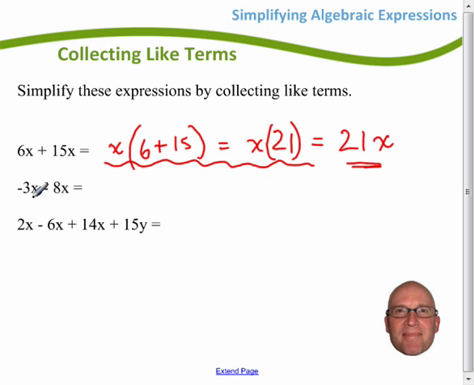So in this case here, minus 3x minus 8x. So negative 3 and a negative 8, this will be a negative 11x. The next one, x, x, x. Oh, a y. That one's not like, so I can't add its coefficient. But I can with these first three because they're the same letter. 2x minus 6x is a minus 4x. Minus 4x plus 14x would be 10x. And since there's nothing else I can do with the 15y, I just simply add it at the end. Okay, so that's collecting like terms in order to simplify.